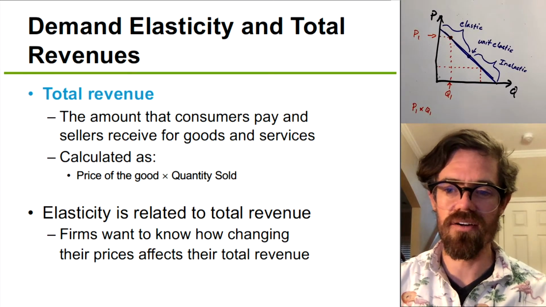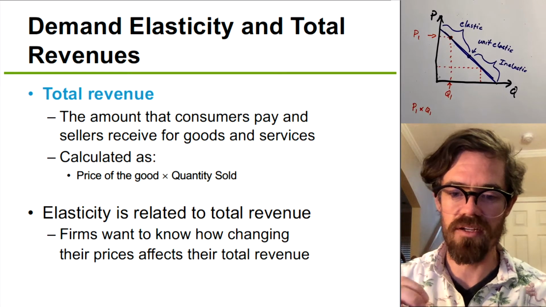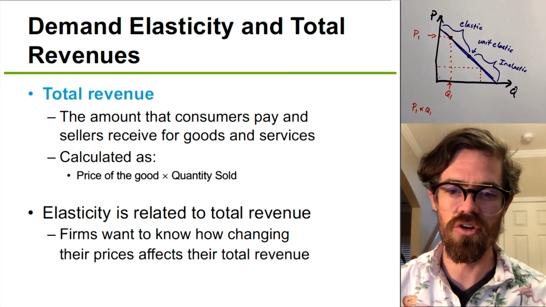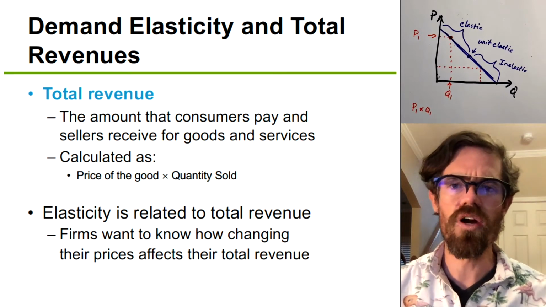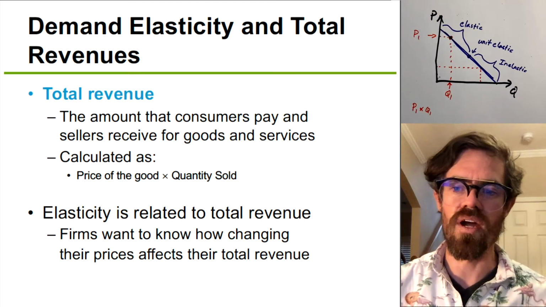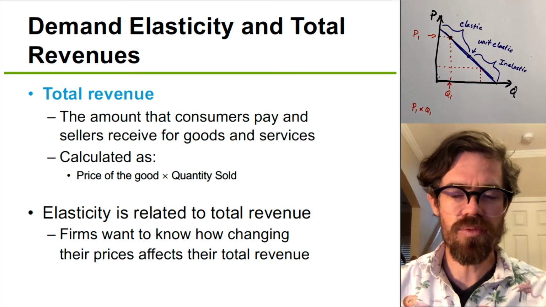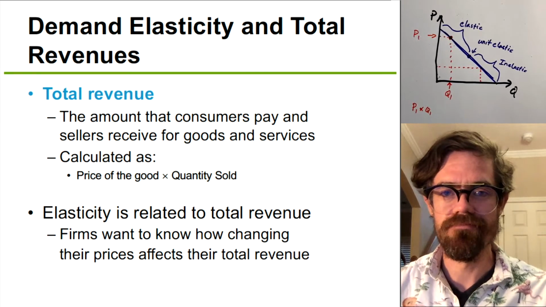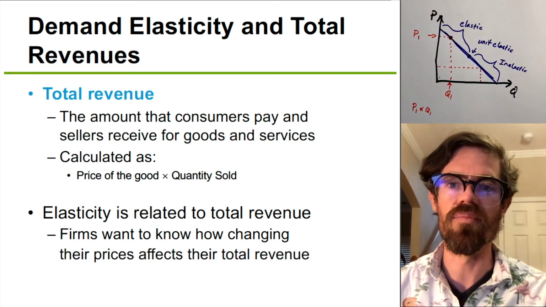So I'll start out by sort of prepping your brain with a question. Suppose you do own a business and you want to make more money. You want to bring in more revenue. Should you increase price or should you decrease price? I'll let you think about that for a minute. In fact, if you need to, pause the video and think about that.